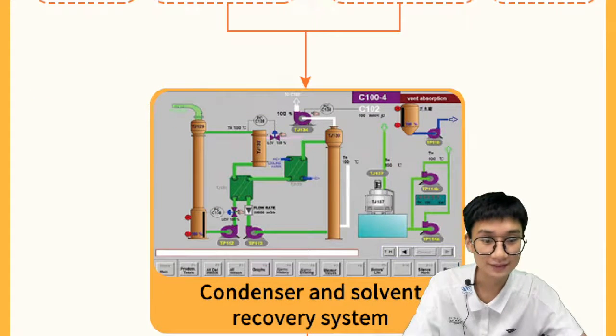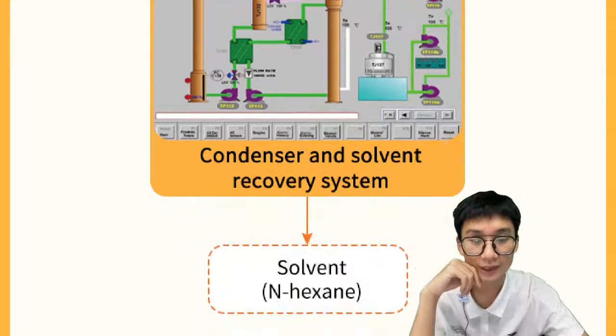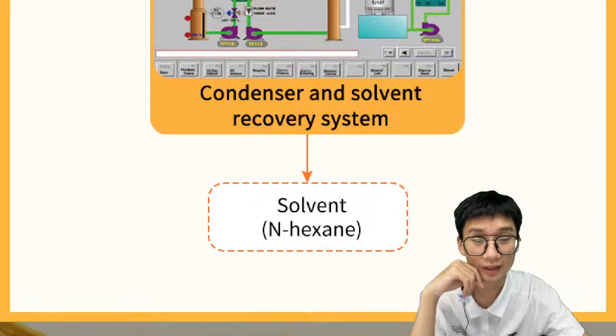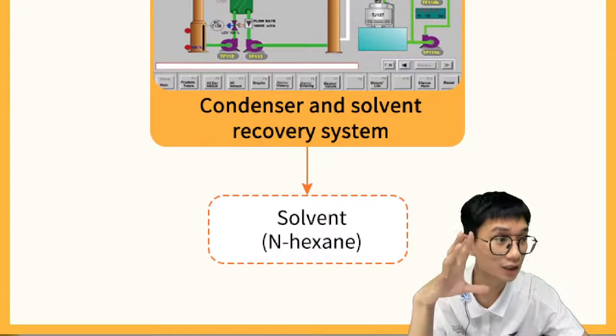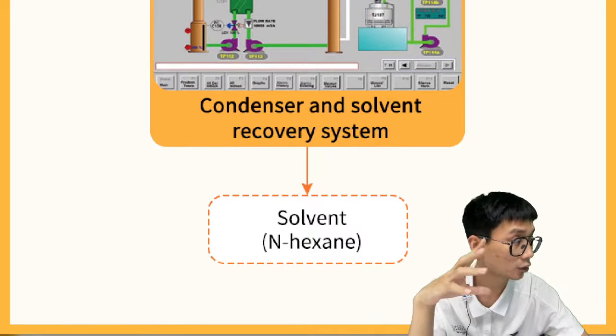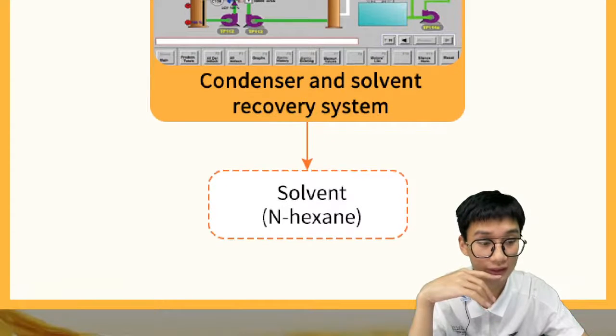And this is our condenser and our solvent recovery system. So yeah, we will extract our solvent out of the oil seeds after we have already done with the thing.